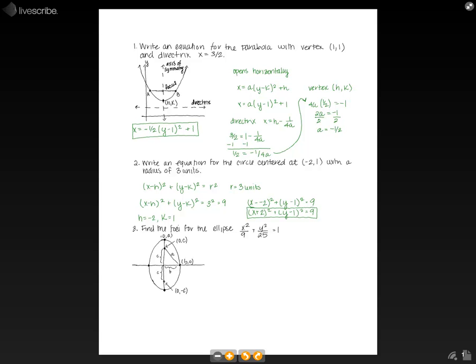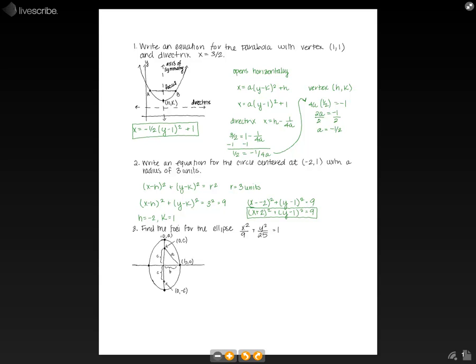The last problem says, find the foci for the ellipse x squared over 9 plus y squared over 25 equals 1. I have an ellipse drawn here, and I have the points A, B, and C labeled. The definition of an ellipse is that it's the set of all points in a plane such that the sum of the distances from two fixed points is constant. These two points are called the foci of the ellipse. So the foci are the points at point C. We know that A is going to be the vertex, which is the larger number.